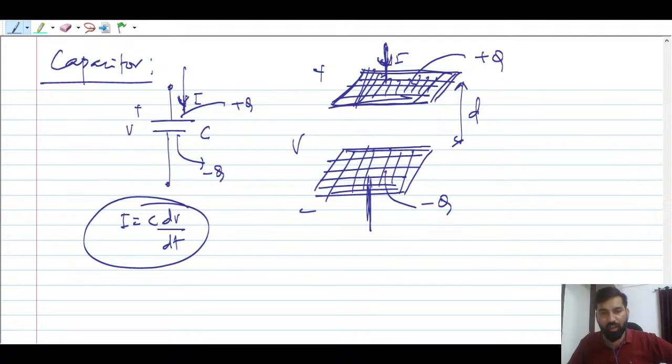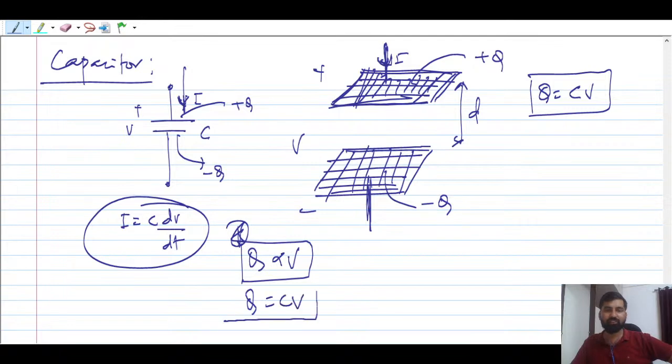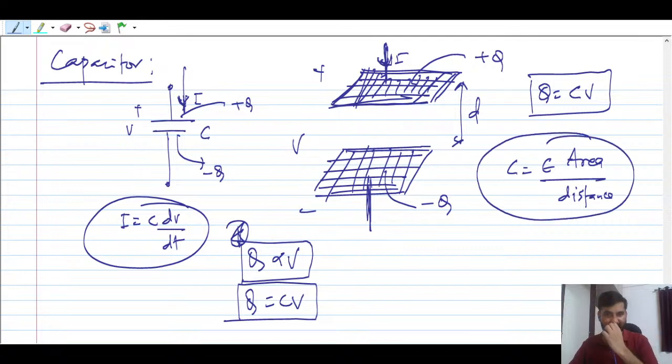So q can be written as C times V. The more voltage you apply, the more charge there will be, because charge is always proportional to V. So q equal to CV, and this capacitance is the proportionality constant. If you define the capacitor depending upon its physical dimensions, then C is equal to epsilon times area upon distance. This is the definition for a parallel plate capacitor. Suppose the area is A, then C is epsilon A by d.